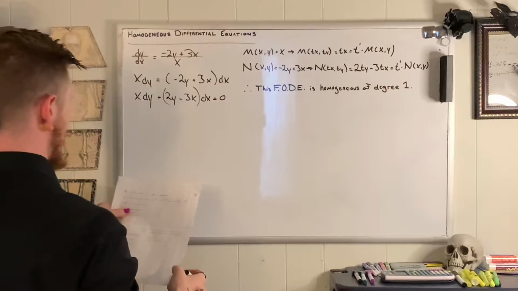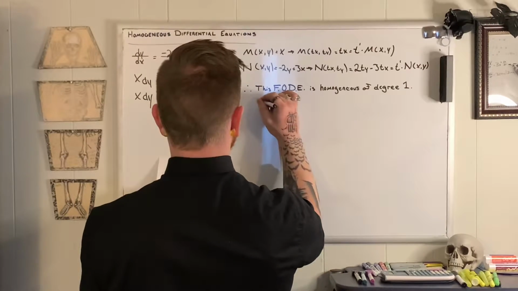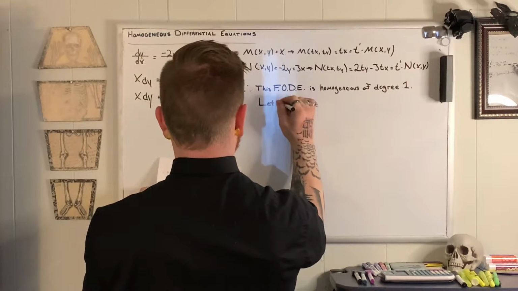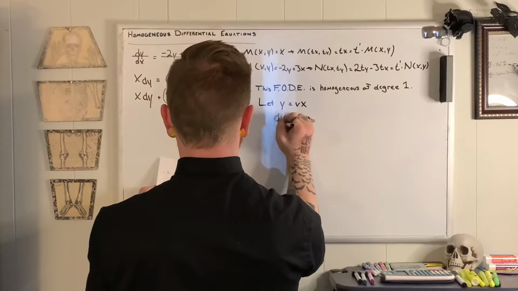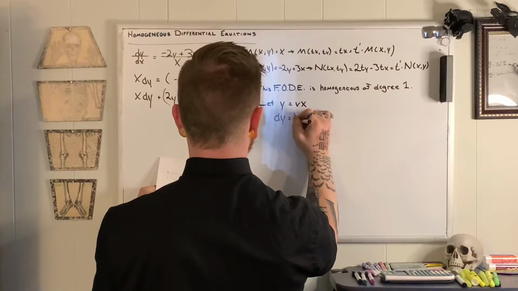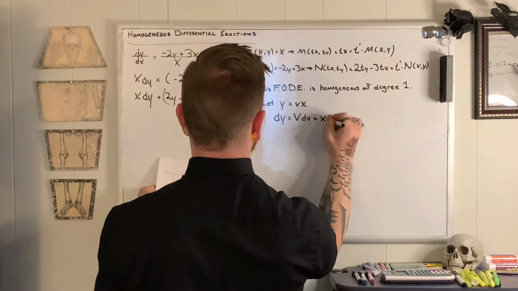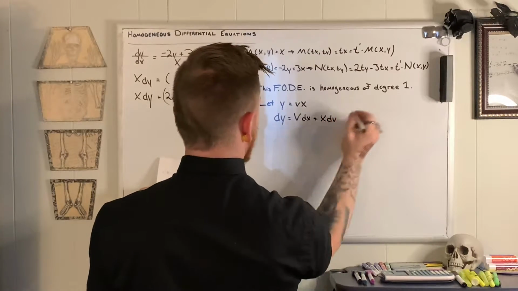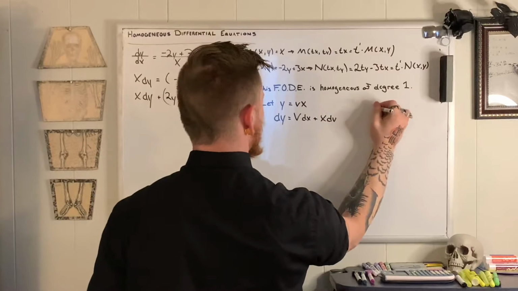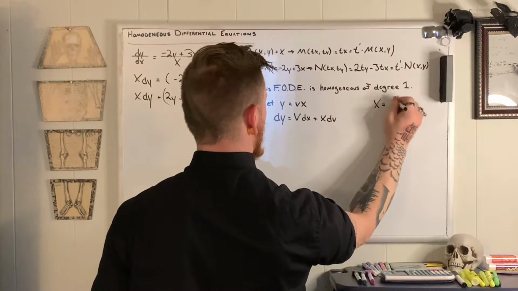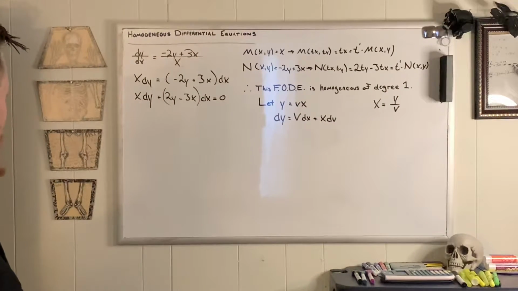So let's let our substitution be y equals v times x. And we'll differentiate, which gives us dy equals v dx plus x dv. And for later, we may also want to put this in terms of x. So we're going to say x equals y divided by v. And now we can begin to solve our differential equation.